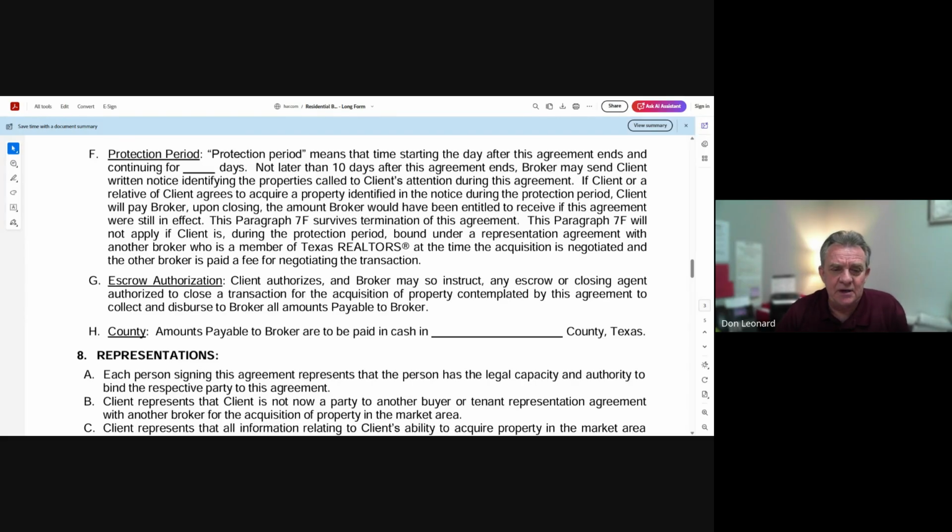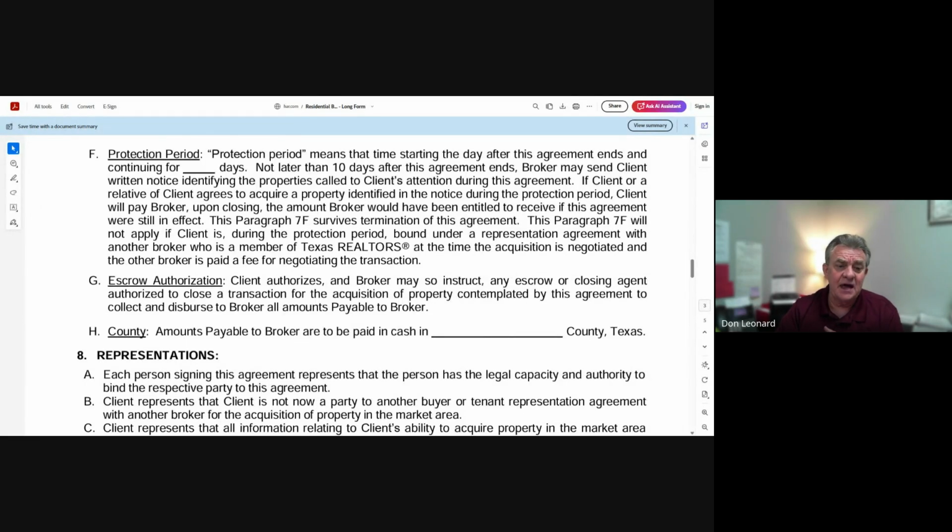So the protection period says that it's starting the day after the agreement ends and going for a certain number of days. It talks about the fact that we have some sort of protection if we have shown properties to this buyer, and we get to the end of the agreement and then the buyer goes and purchases that property directly from the seller in order to try to cut us out, that we are protected for whatever number of days we put in there.